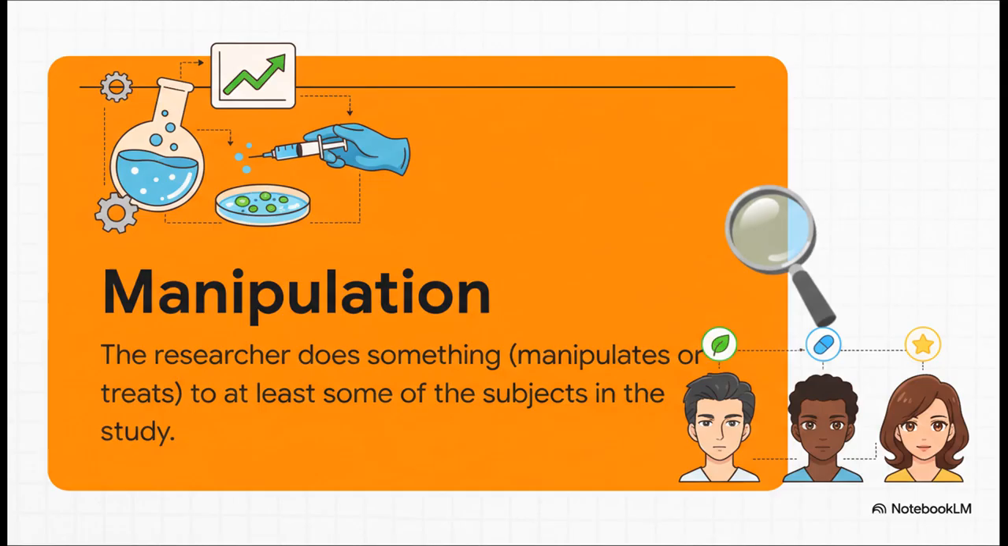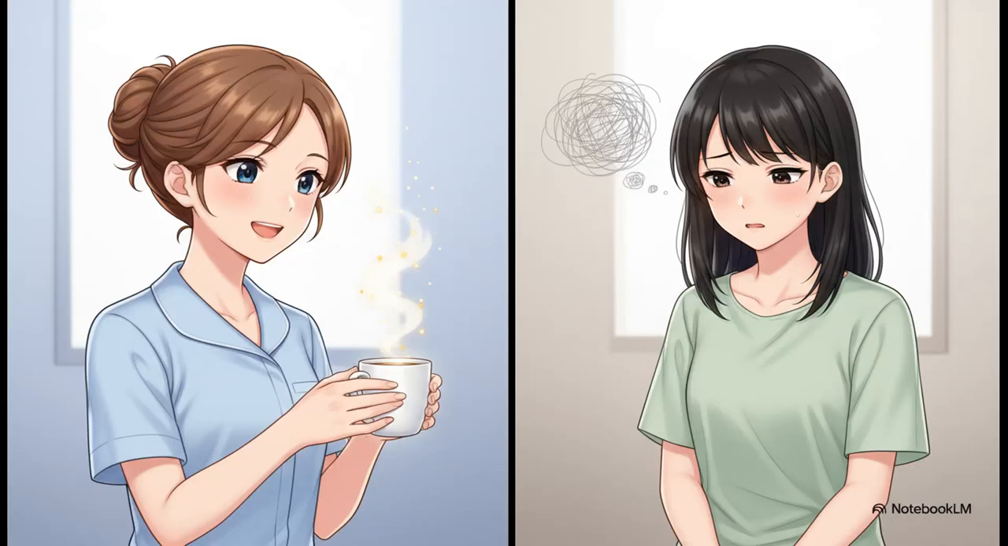Now, this sounds a little intense, but all it means is that the researcher doesn't just sit on the sidelines and watch. No, they actively do something. They introduce a change, that new treatment or protocol, to see what happens. They're literally manipulating a variable to check out its effect. A perfect, super simple example would be, say, a study on anxiety. A researcher might give one group a specific herbal tea, while another group doesn't get it. That act of giving the tea, that's the manipulation. That's the intervention they're testing.